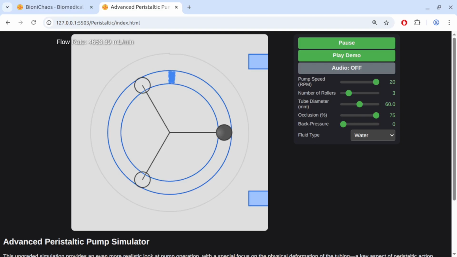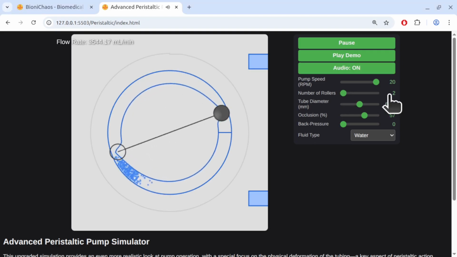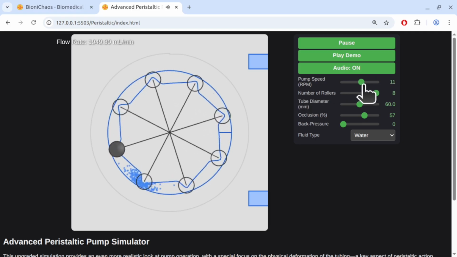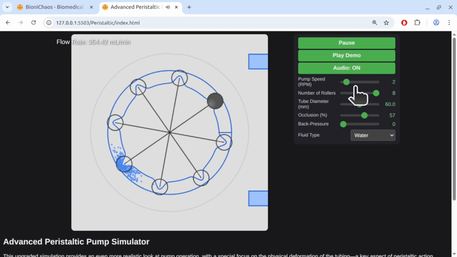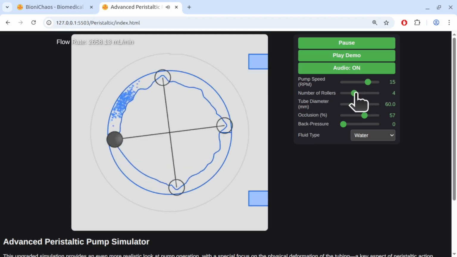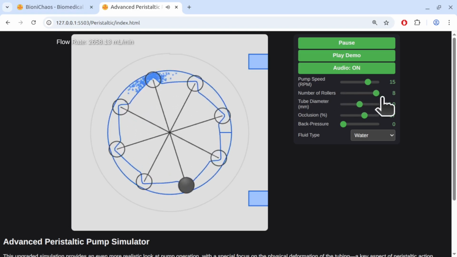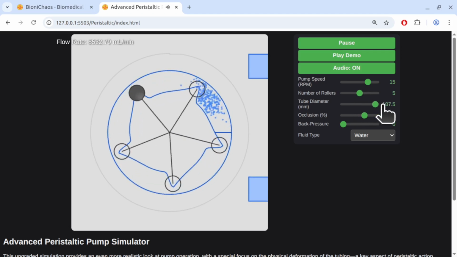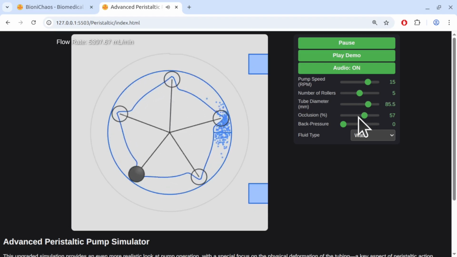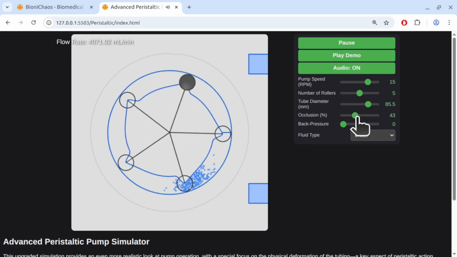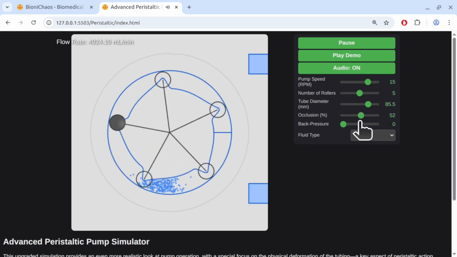What's going on? It stopped. Undo. What happens to the flow? So the flow doesn't change. That's weird. So when we change the pump speed, the flow rate changes on the canvas, the calculation, and the simulation as well, so the actual particles in the simulation. But then how would the number of rollers affect the flow rate? So currently is it being calculated correctly or not? Now the tube diameter is changing as expected, but then the occlusion, again, it does change the flow rate calculation on the screen, the actual number.